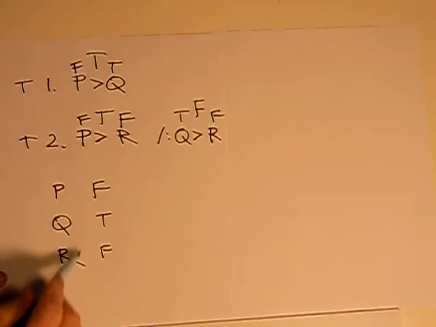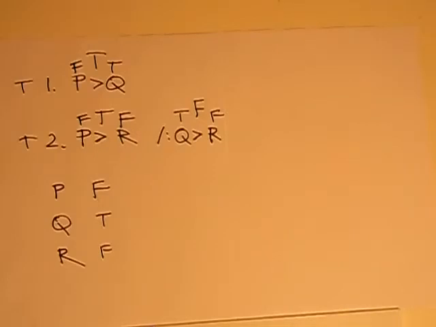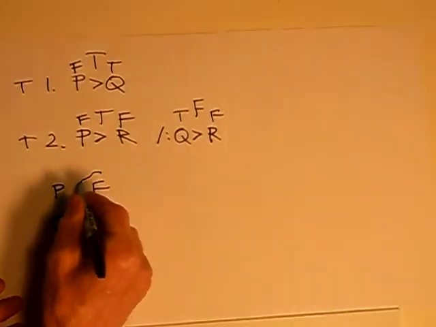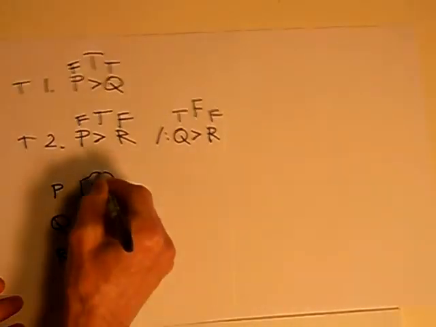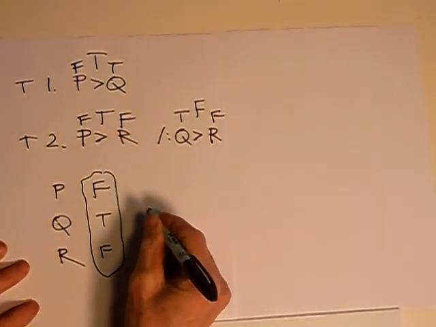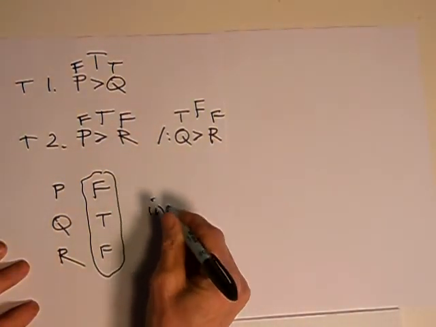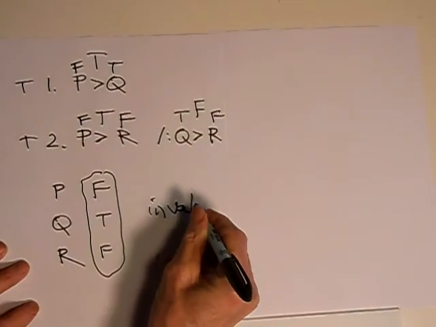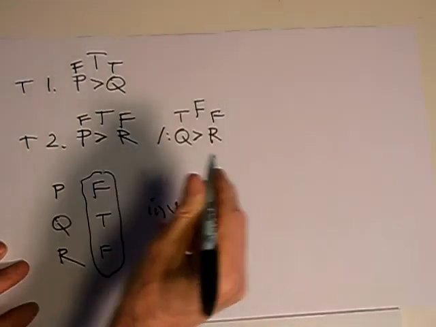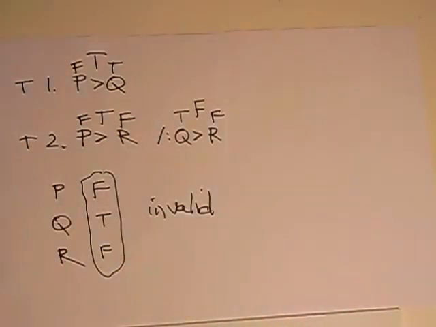So on these truth values, both premises are true and the conclusion's false, and that means this case shows that this is an invalid argument, and the brief truth table is complete.